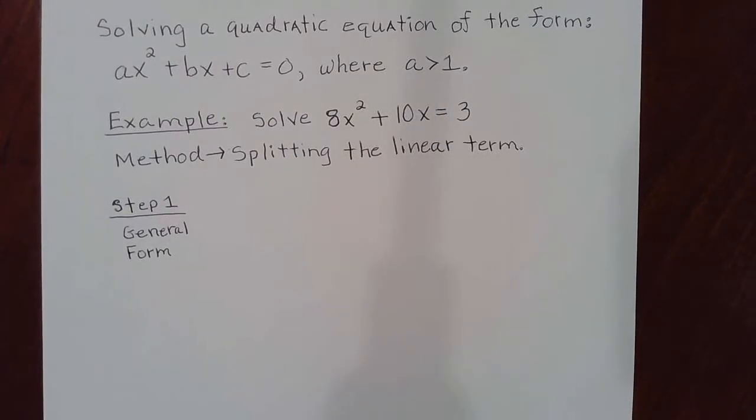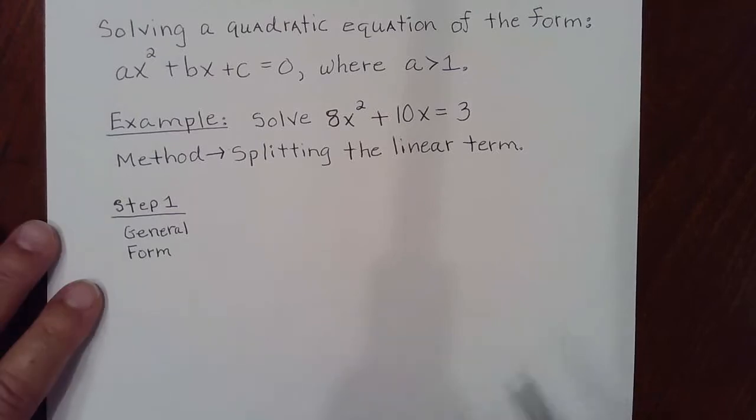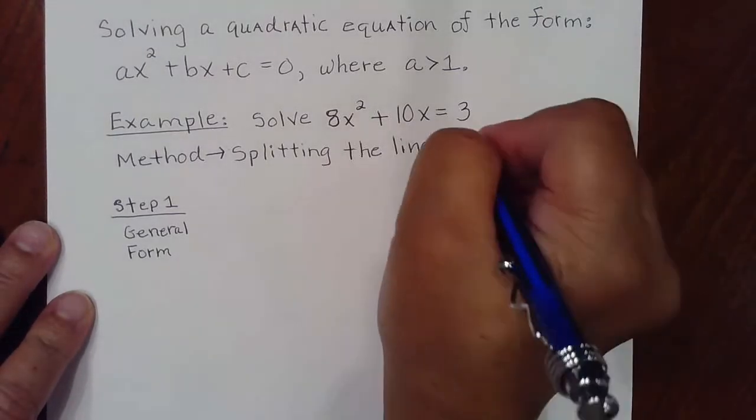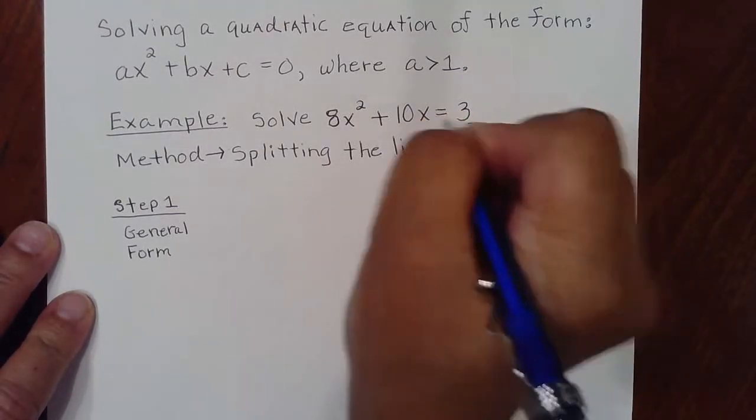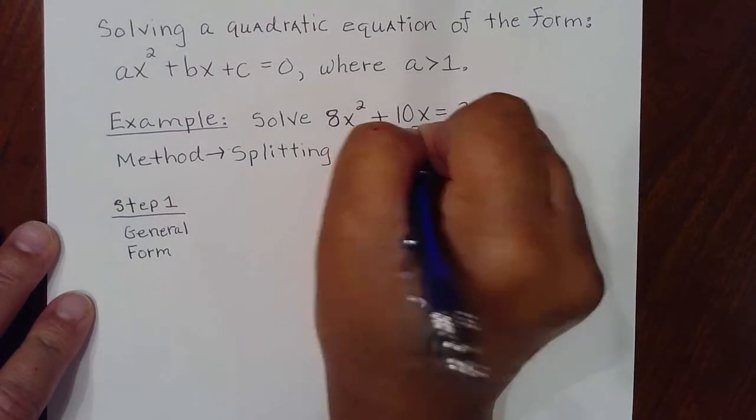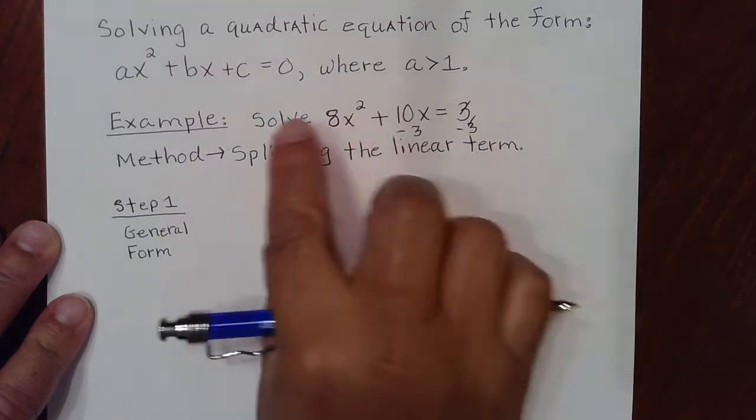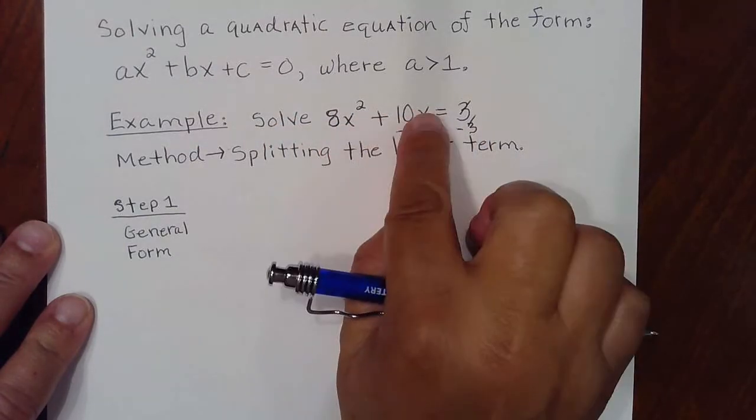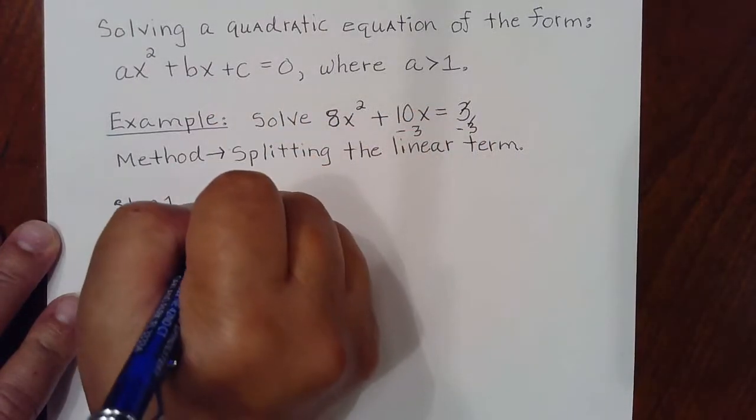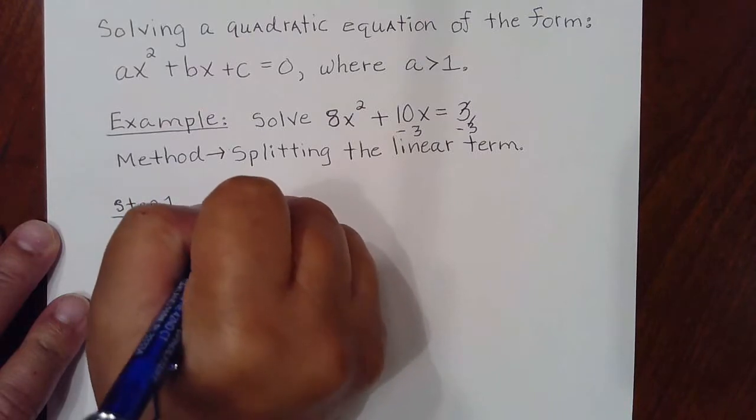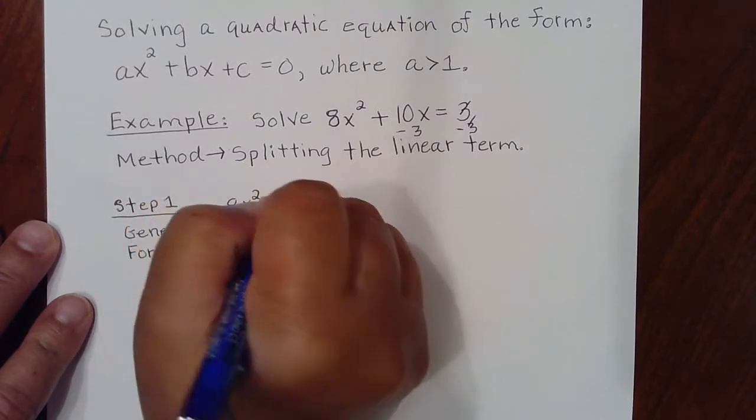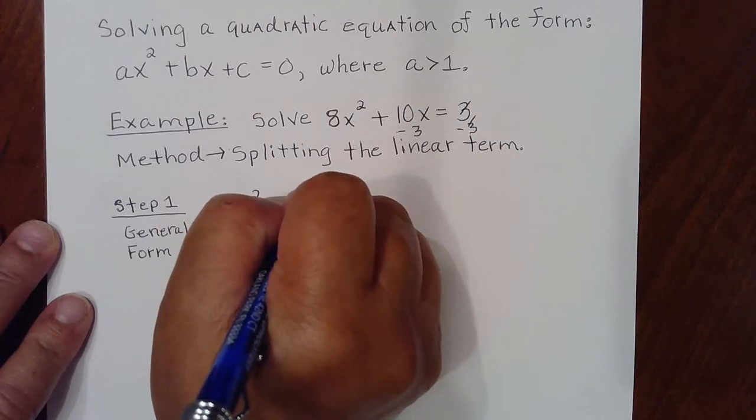Very first step that you want to do when you're doing any factoring method is to get the equation in general form, which means to zero it out on one side. So in order to do that, we're going to subtract 3 from both sides. That'll create a 0 on the right-hand side, and then all three terms, 8x squared, 10x, and negative 3, will be on one side. So that's general form as your first step.